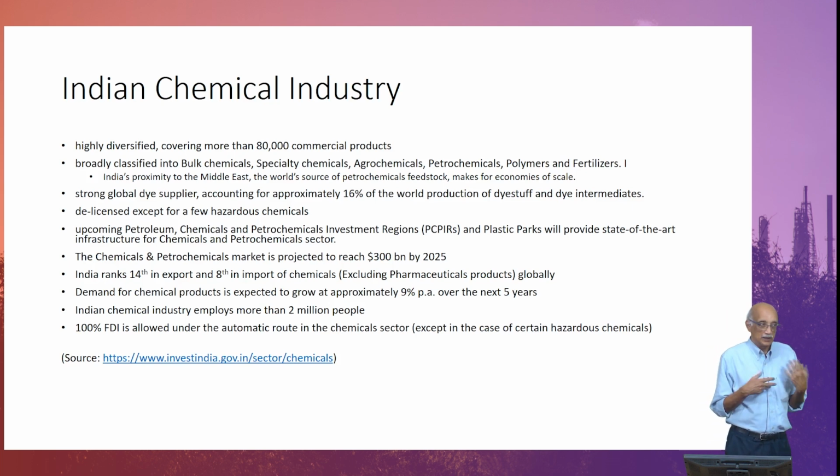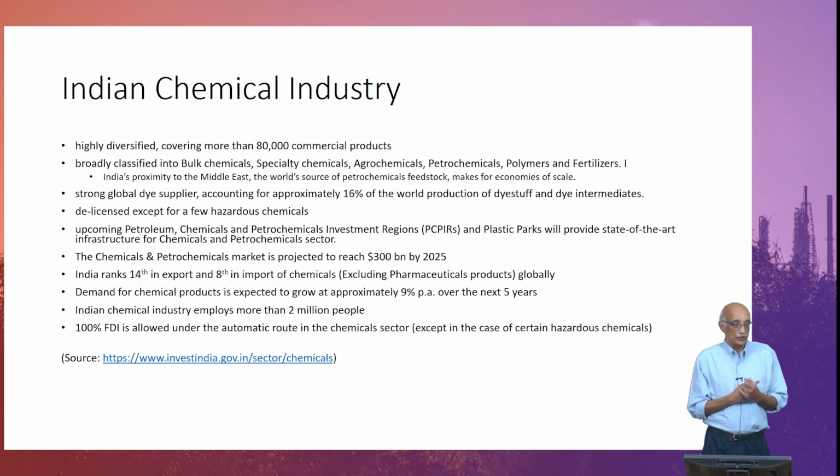You should be a net exporter wherever possible, but we do have certain constraints, for example, access to raw materials, which probably will not enable that to happen. Demand for chemical products is expected to grow at 9% per annum over the next 5 years. The Indian chemical industry itself employs more than 2 million people.